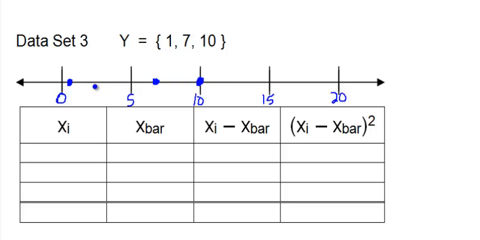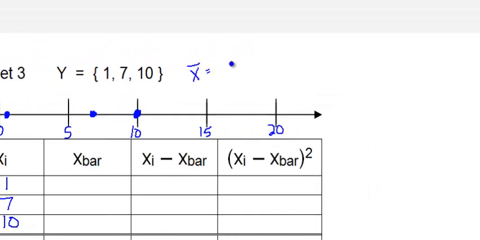If you remember from the first video, there's not as much spread in this data set, so we expect the standard deviation to be smaller. So we list our x's, 1, 7, 10. To compute x bar, we add up the x's and divide by how many we have. So 1 plus 7 is 8, plus 10 is 18. So we have 18 divided by 3, which is equal to 6.